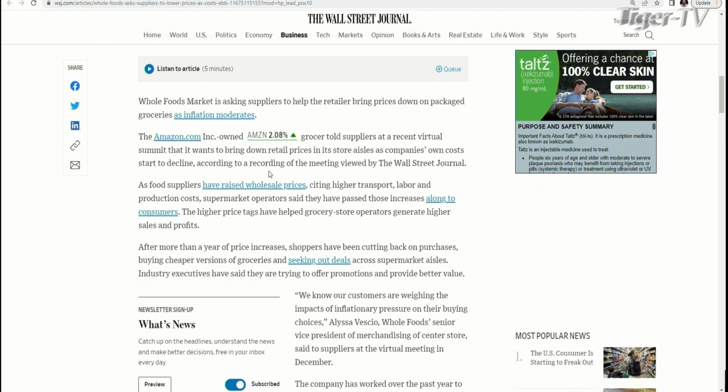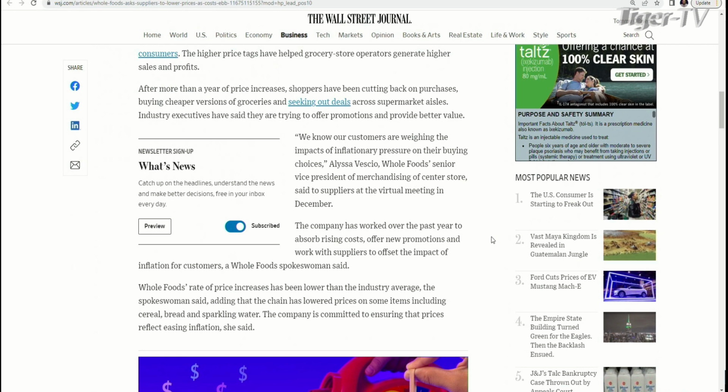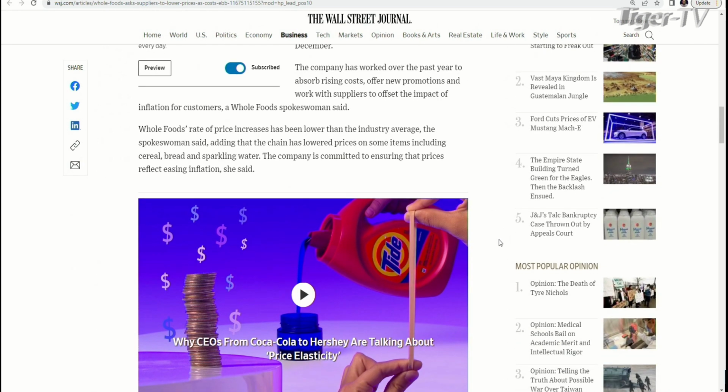As food suppliers have raised wholesale prices, citing higher transport, labor, and production costs, operators have said they've passed those along to consumers. The higher price tags have helped grocery store operators generate higher sales and profits, but after more than a year, shoppers have been cutting back on purchases, buying cheaper versions. "We know our customers are weighing the impacts of inflationary pressure on their buying choices." That is the Whole Foods Senior Vice President of Merchandising. That shouldn't be surprising. The company's worked over the past year at absorbing rising costs, and the rate of price increase at Whole Foods has been lower than the industry average.